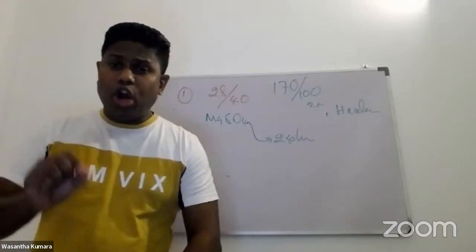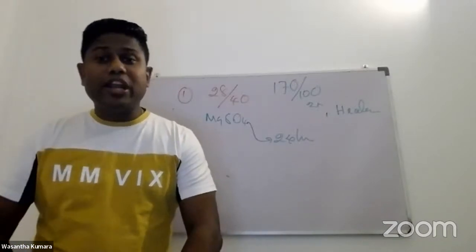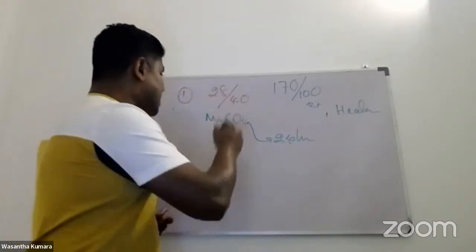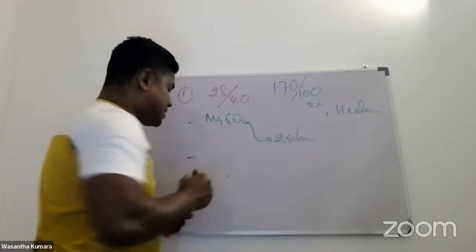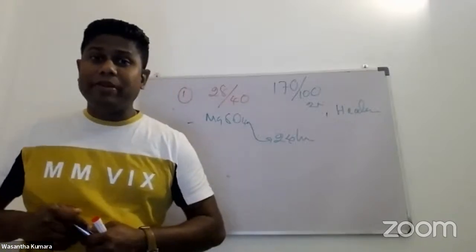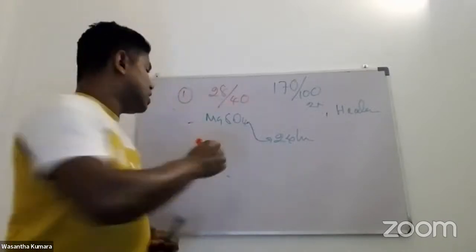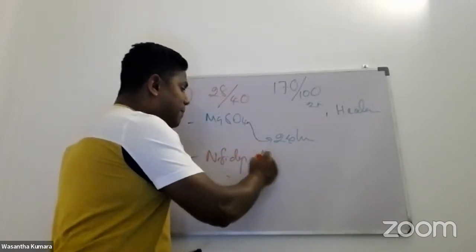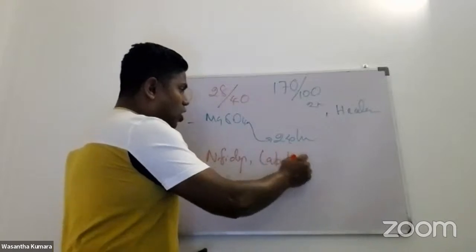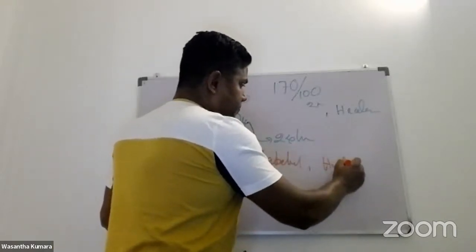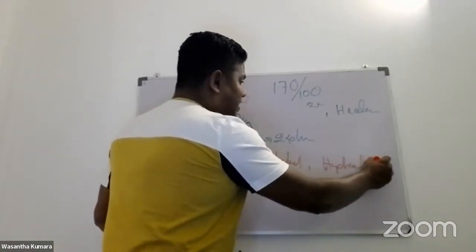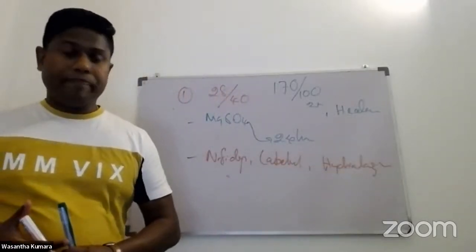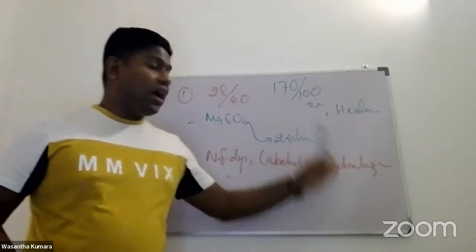So your first option or the next step of your management would be sulfate. Sulfate is also a calcium channel blocker, so it might control the blood pressure. However, if the blood pressure is still high, what are your next options to control the blood pressure? You have nifedipine, labetalol, hydralazine. These are the other emergency drugs that you can use to control the blood pressure.